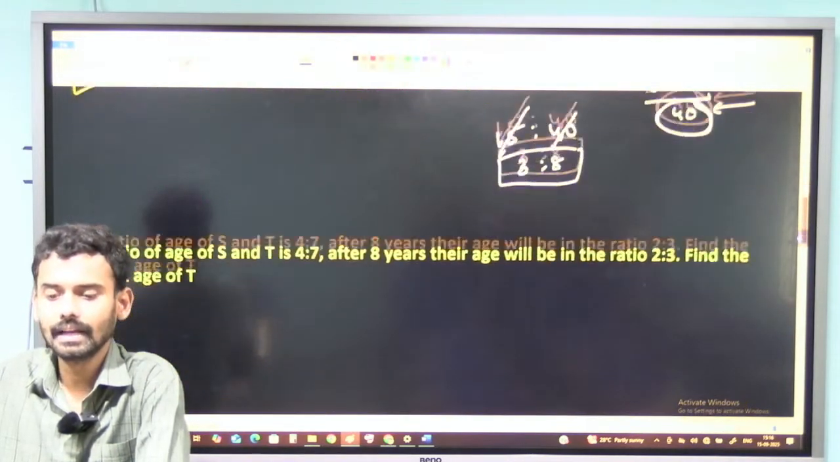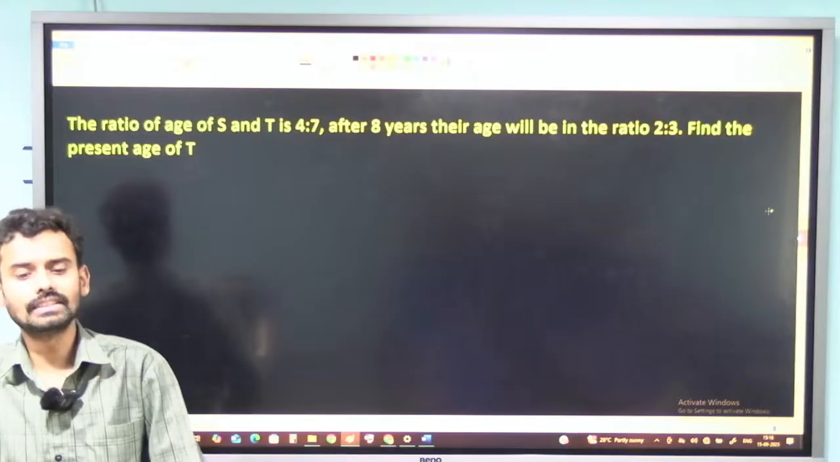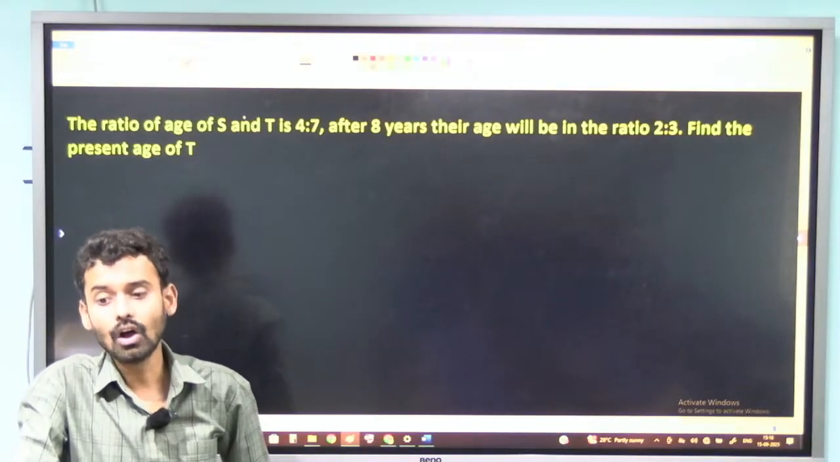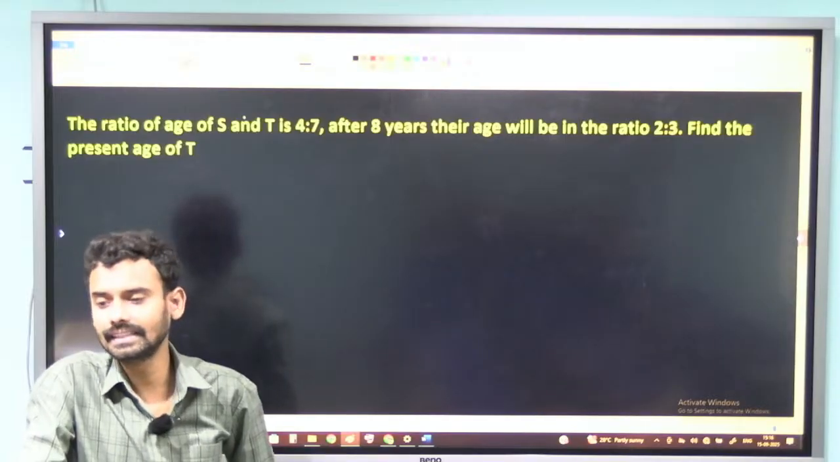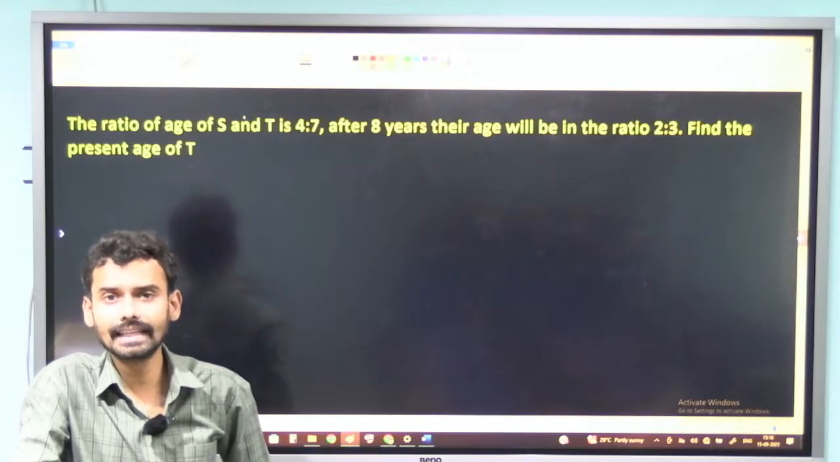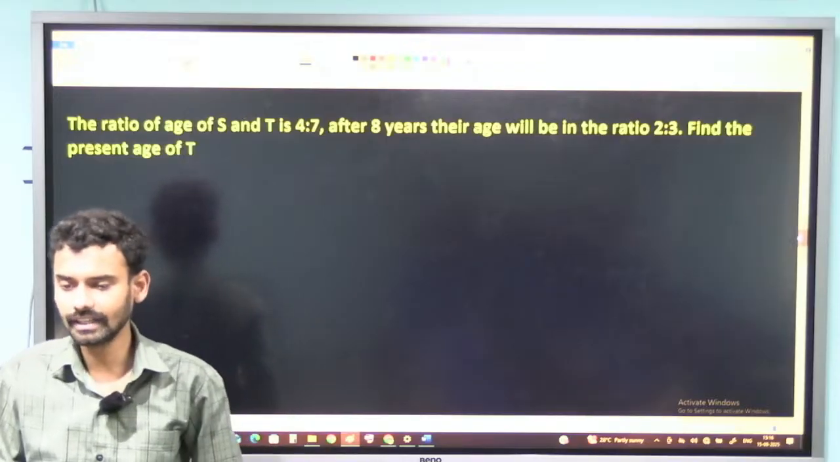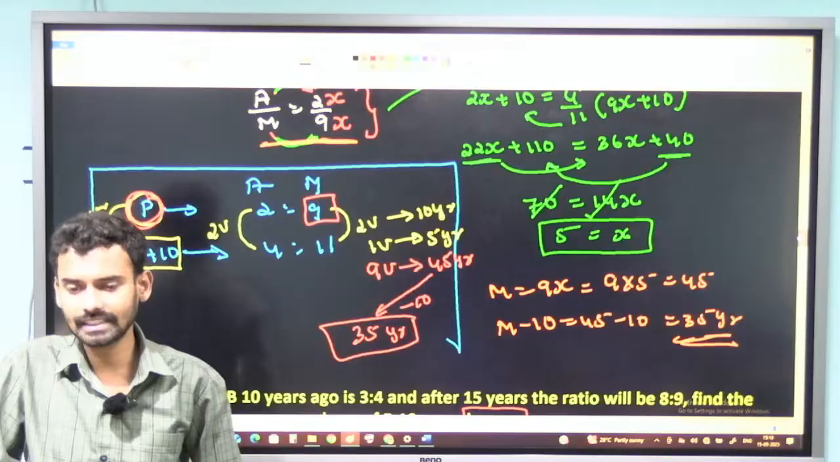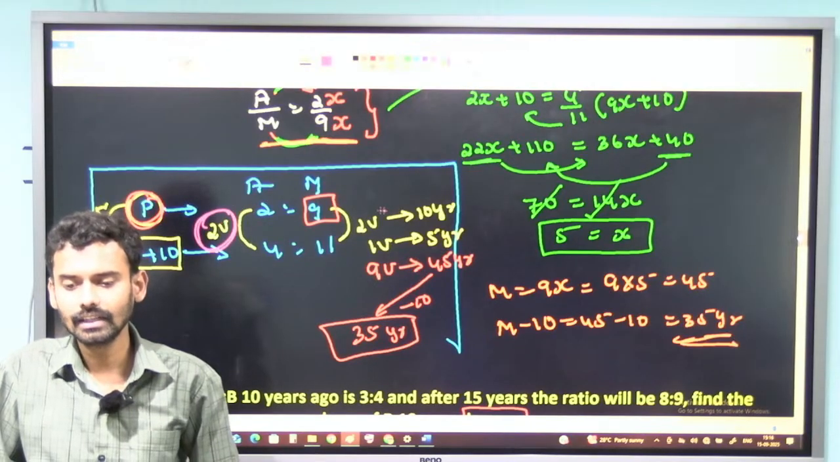Now, this is the next type of question in ages. The ratio of ages of S and T is 4:7. After 8 years, their ages will be in the ratio 2:3. Find the present age of T. One thing we can observe here, in the previous question and the one before that, this gap was the same. If we observe, this is 2 units here, 2 units here.